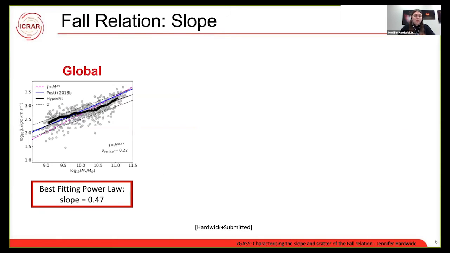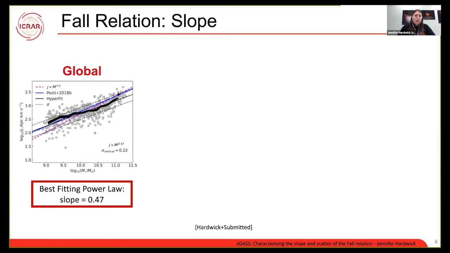So here I'm now showing our first full relation where we've got stellar mass of the entire galaxy, so the bulge and disk component, against the stellar specific angular momentum of the whole galaxy. And in this thin black line here, I'm showing the best fit to our data using a Bayesian fitting tool called Hyperfit. And we find a slope of 0.47, which is considerably shallower than a slope of 2/3 that you might expect for the cold dark matter halos, which I'm showing here in the purple dashed line.